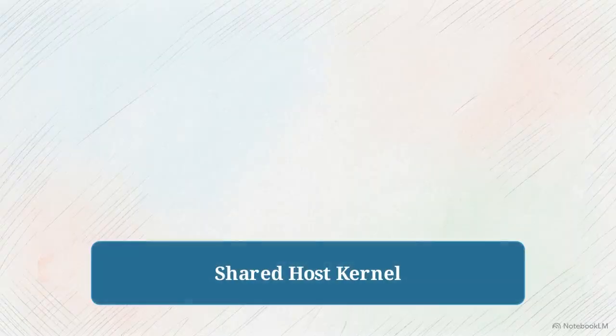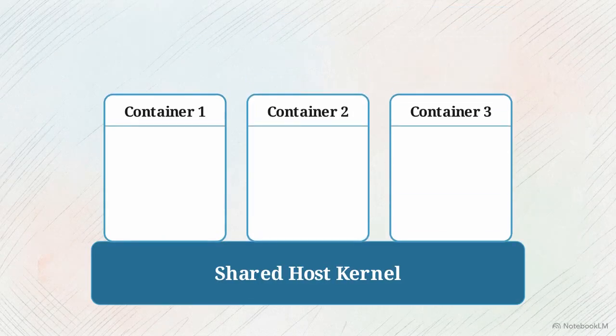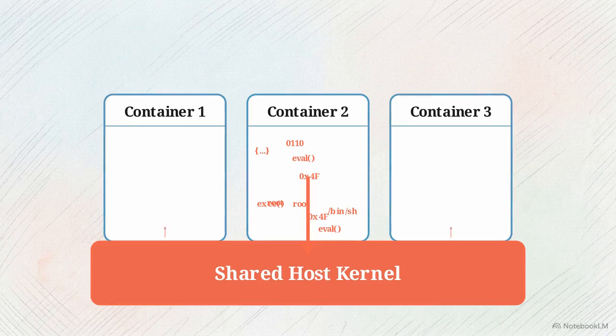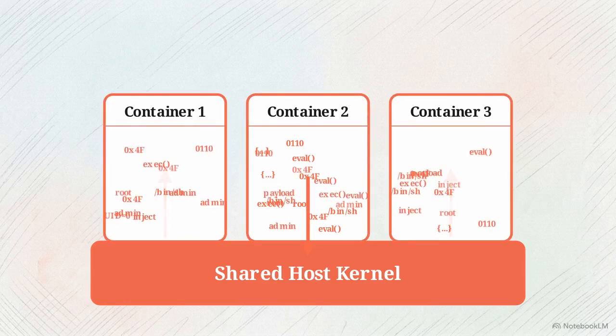This diagram shows container blocks on a shared host kernel. If an attacker breaks out, they gain direct access to everything. AI agents amplify this by autonomously generating untrusted code, constantly testing the limits of that shared kernel.